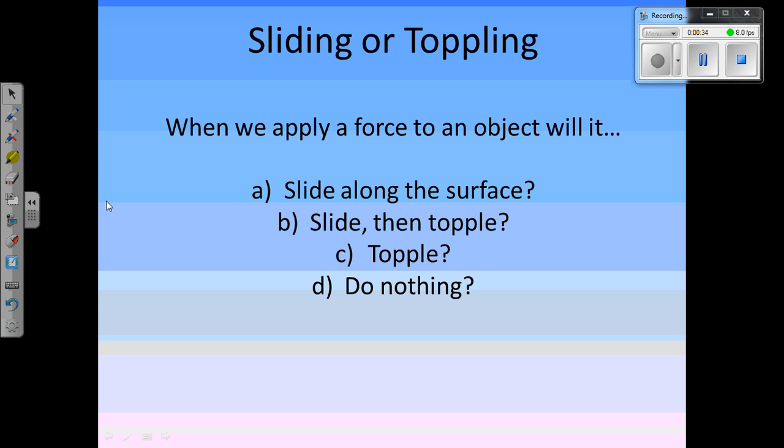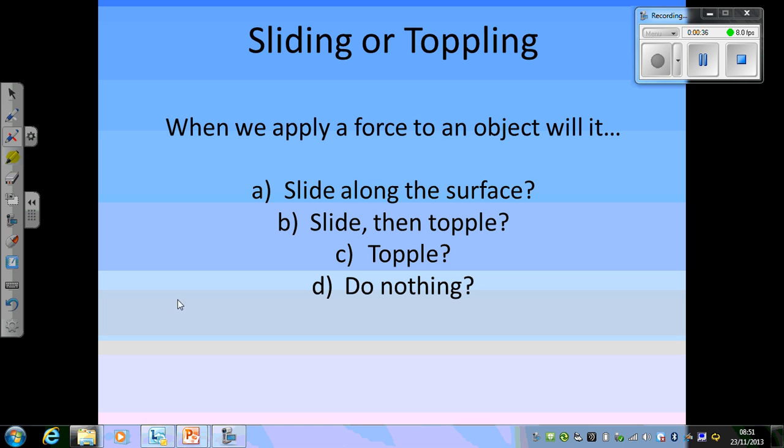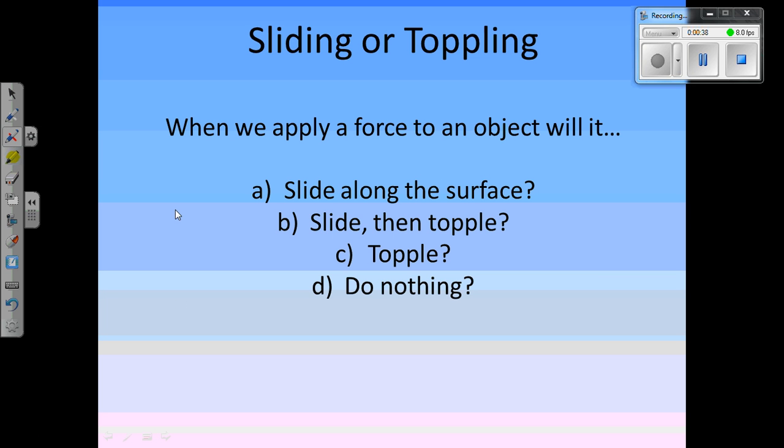Obviously, part D is a kind of moot point. I mean, if it's doing nothing, then there isn't really much point at all. So these are the questions which we're going to be answering in this video. We've got an object, we apply a force to it. Will it slide or topple? And if so, what is the size of the force which we need to exert on the object for that to happen? I think these are best explained with examples.